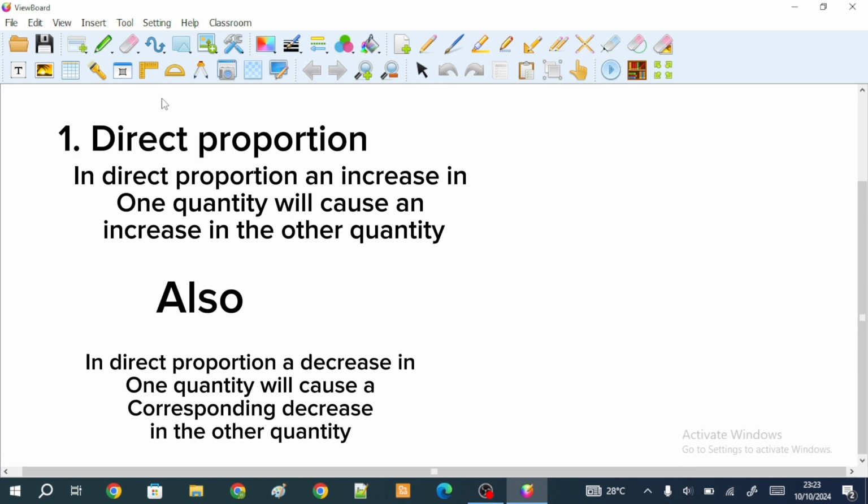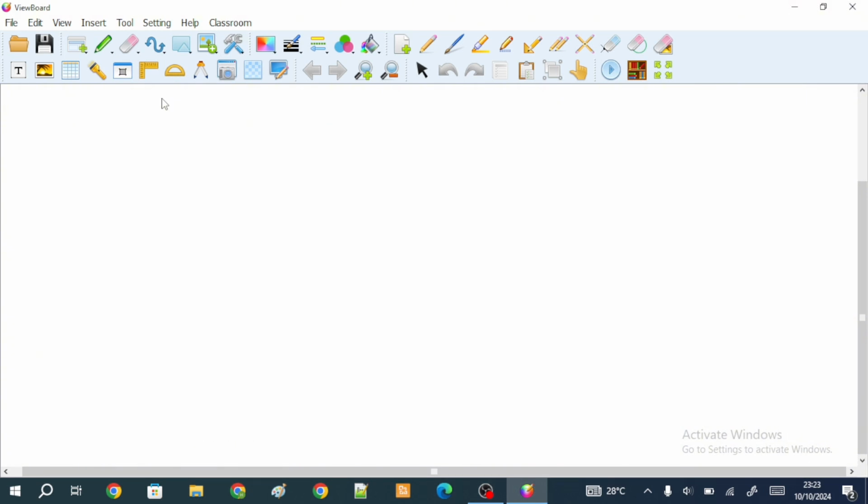In direct proportion, when one quantity increases, the other quantity also increases. Or when one quantity decreases, the other quantity decreases. Remember, the proportion means the relationship between two quantities. Okay? If one changes, the other one also changes.